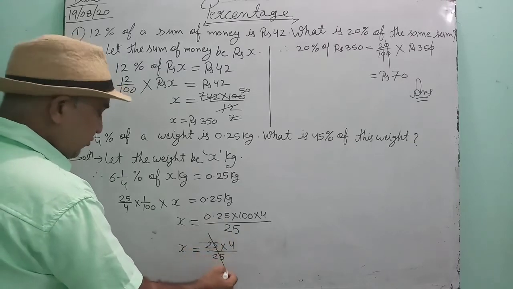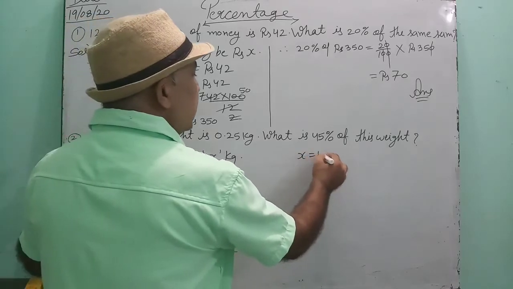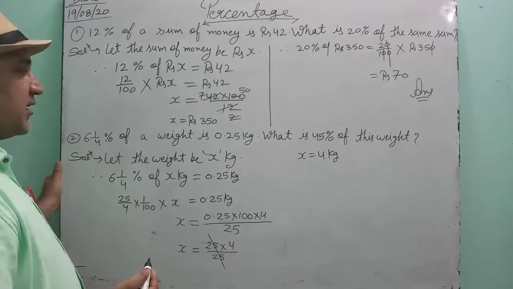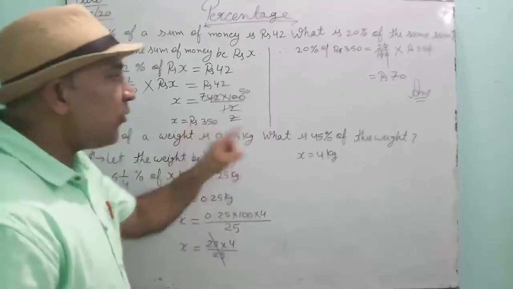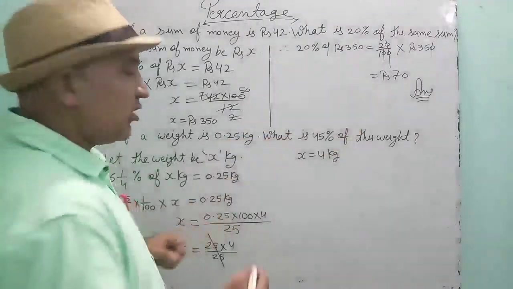Now you can see that 25 and 25 are cancelling each other. That means X is equal to 4 kg. Is this understood? The certain weight is 4 kg. Now we will find the second part. What is 45% of this weight?